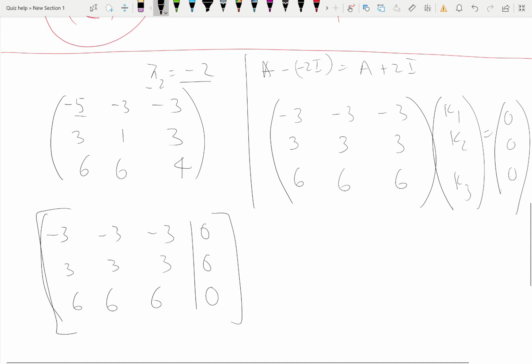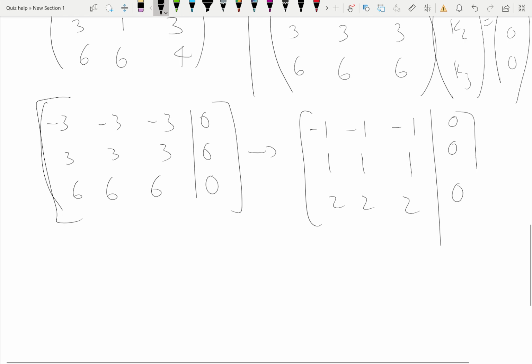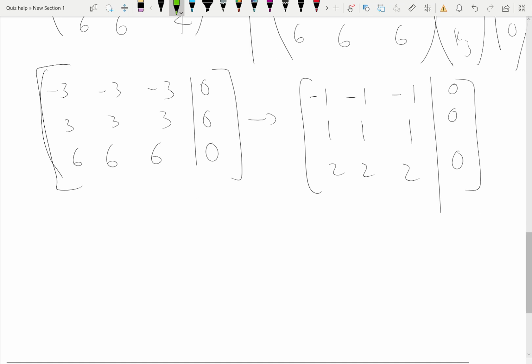Now what is the first thing you can do? Just like before, if you look at this augmented matrix as a whole, you can see there's a common factor, which is 3. Let's divide the whole matrix by 3, because every number in this augmented matrix is a multiple of 3. So if you divide by 3, what you get is negative 1, negative 1, negative 1, 1, 1, 1, 2, 2, 2. Then we look at the first pivot position, which is negative 1, which is okay. Negative 1, 1 doesn't matter. So let's create zeros here and here.